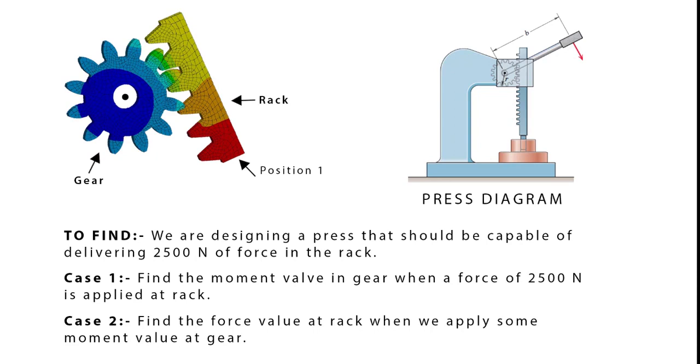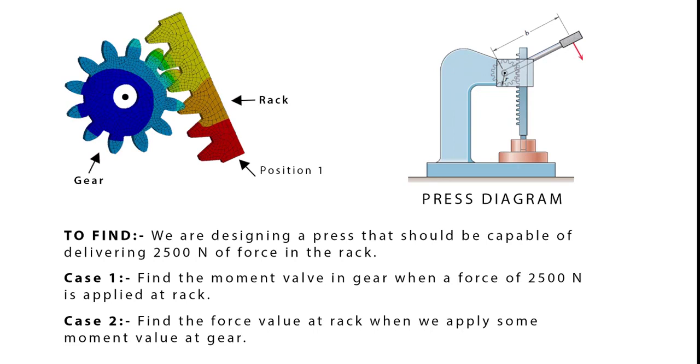In order to design this mechanism, we are going to apply the load at position 1 of the rack and fix the gear, and we are going to find out how much moment is required to be applied at the gear so that the force at the rack will be around 2500 newtons. That is the first case.